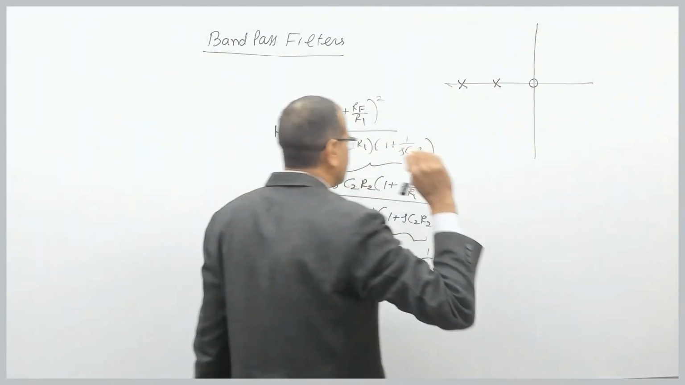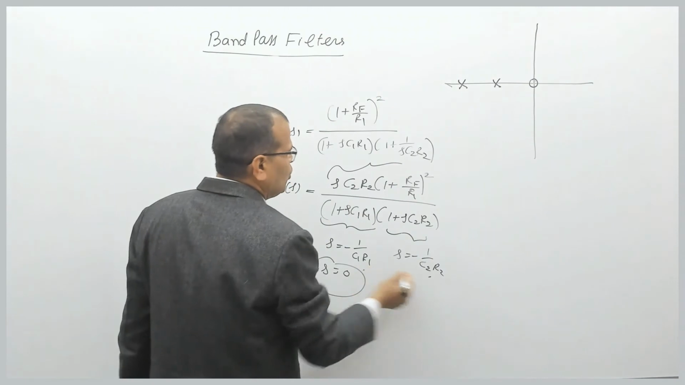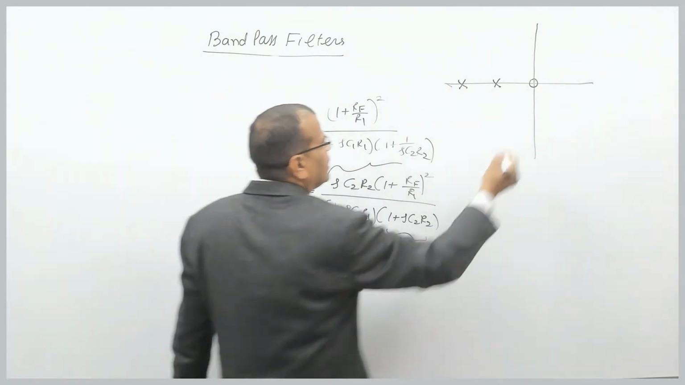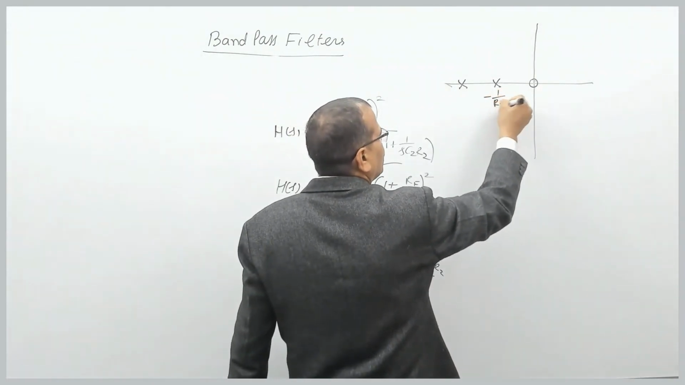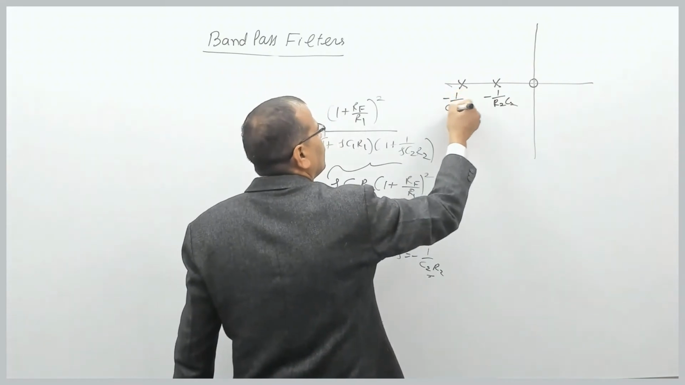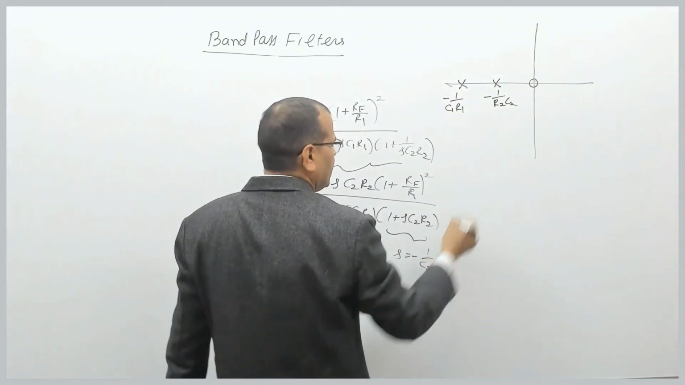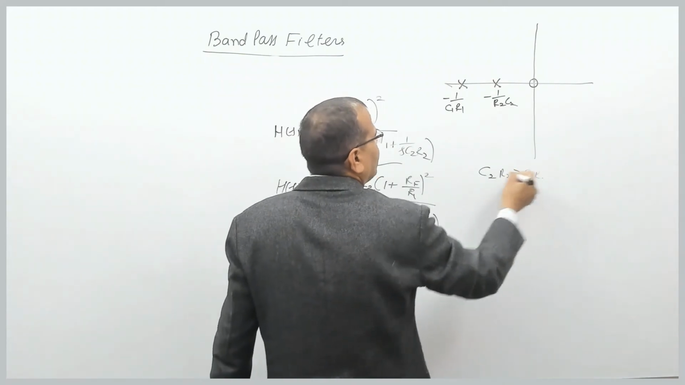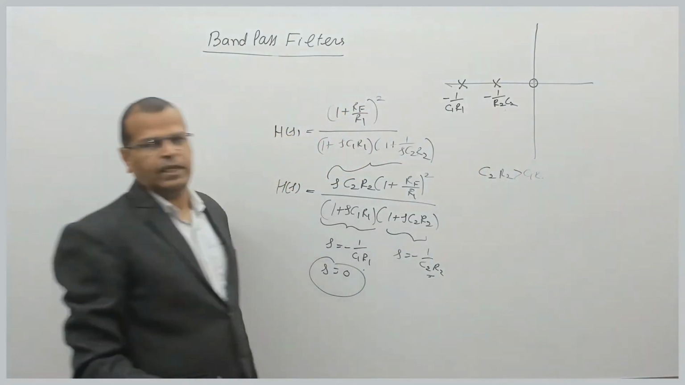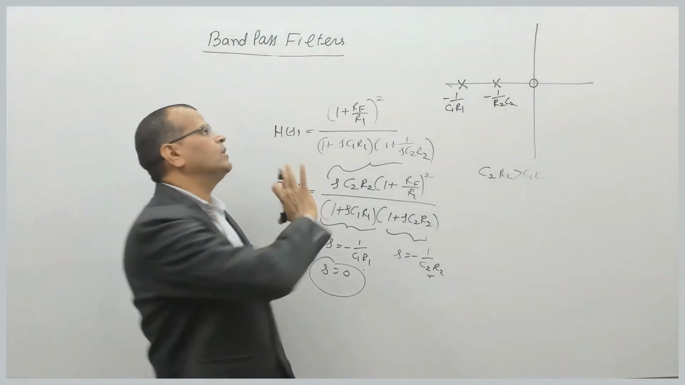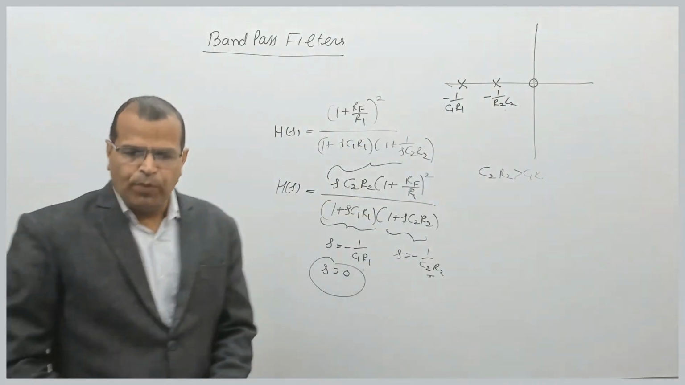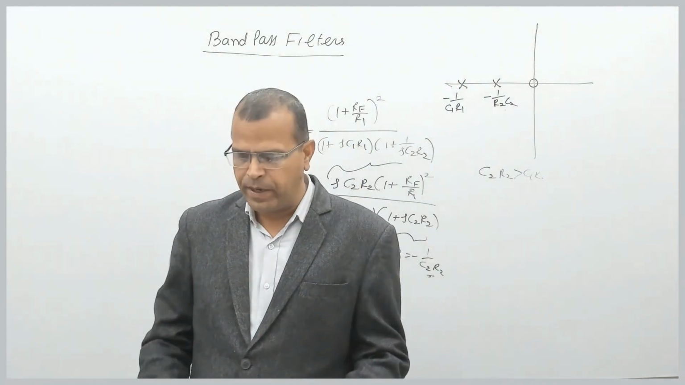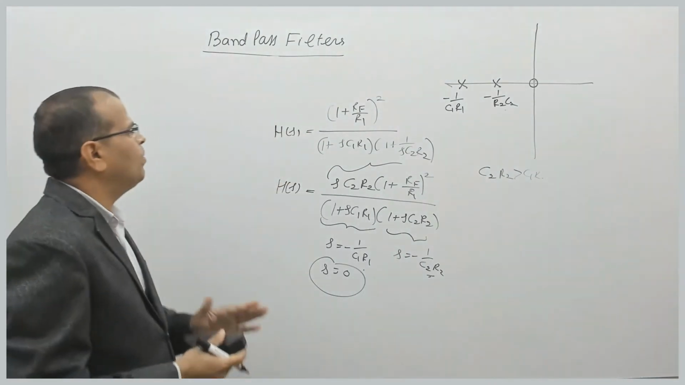So these are two poles. This is larger, so this will be minus 1 by R2C2 and this will be minus 1 by C1R1. Why this? Because C2R2 is greater than C1R1. If this is greater, so this will be lesser, like that. So this is overall the pole-zero diagram for wide band pass filter. I hope the concept is clear.